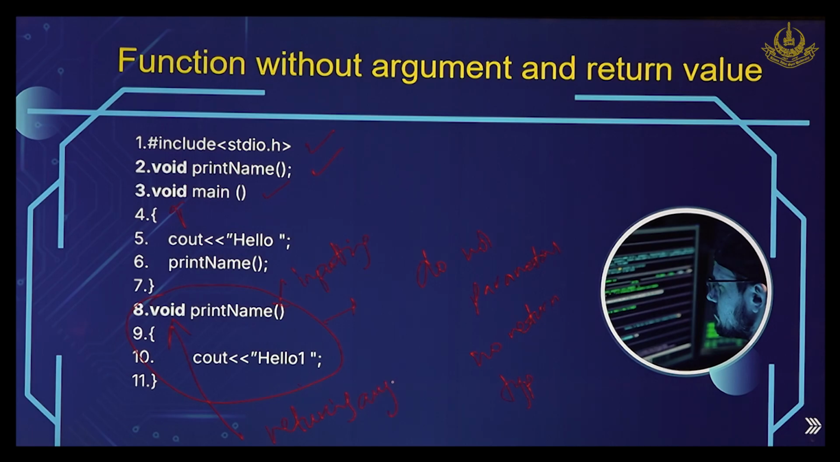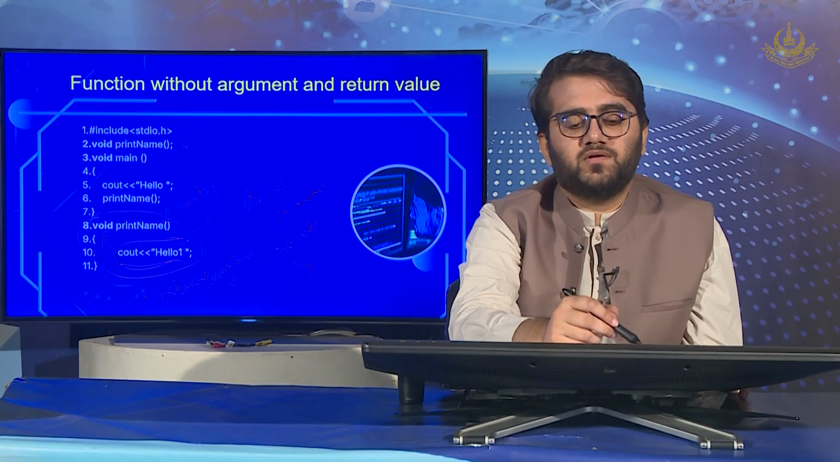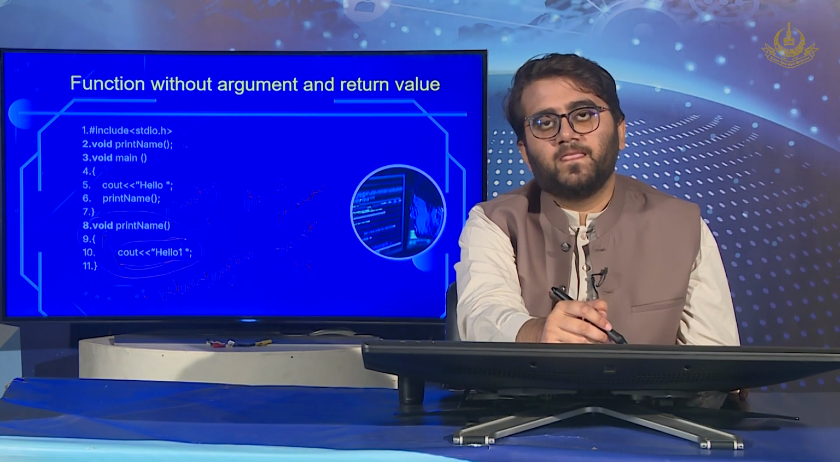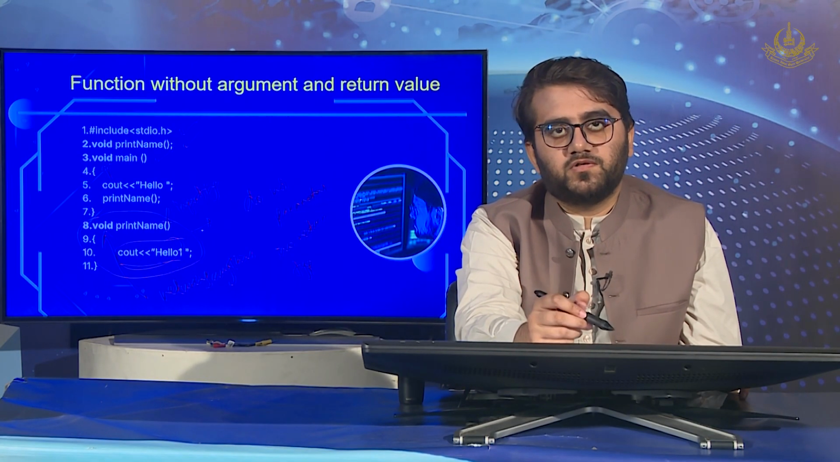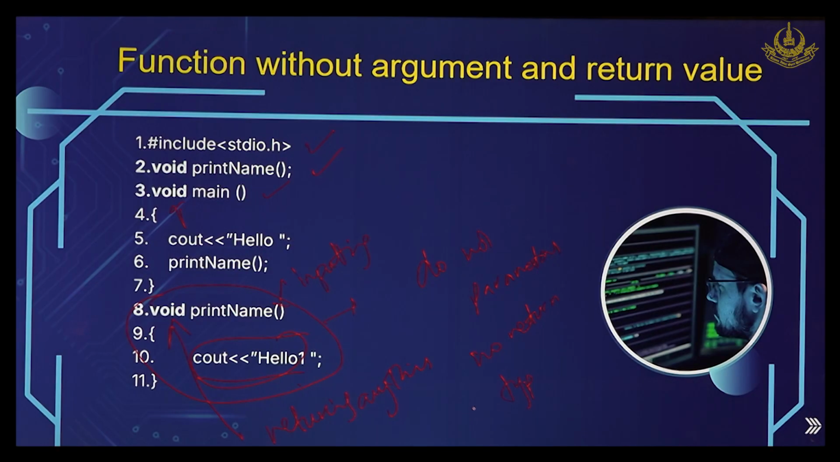It is just printing this specific sentence, cout hello 1. So whenever this function print name is called, if you called it in a loop from 0 to 10, then this function would print 10 times, depending upon the actual relational operator being used, and this hello 1 would be printed 10 times.